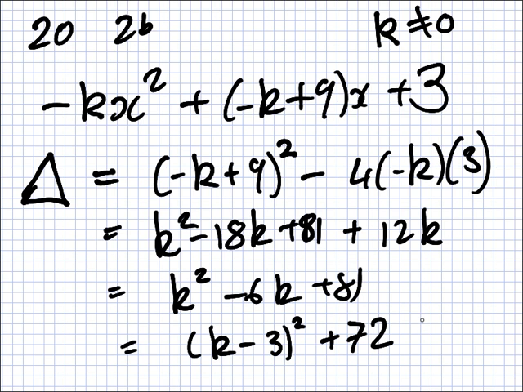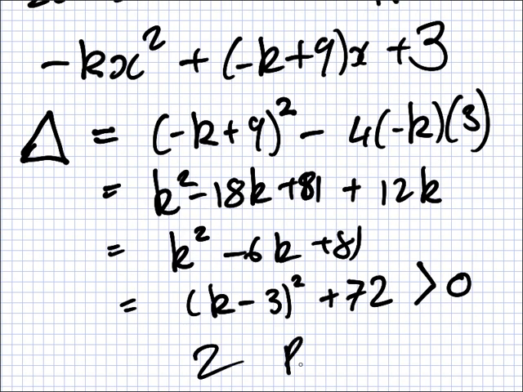And I know that absolutely must be positive. In fact, not only do I know it's positive, I know that it's at least 72 or greater. So I'm guaranteed that this quadratic will have 2 roots. Two real distinct roots, for sure.